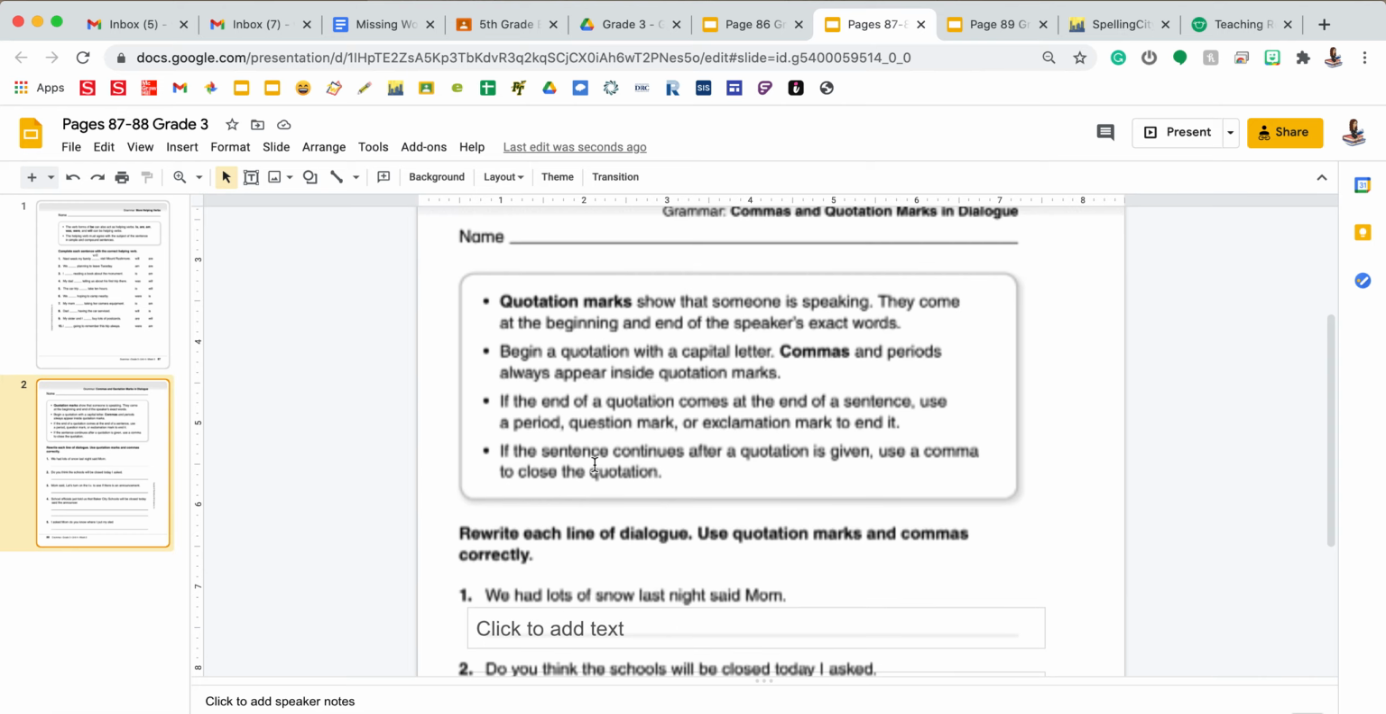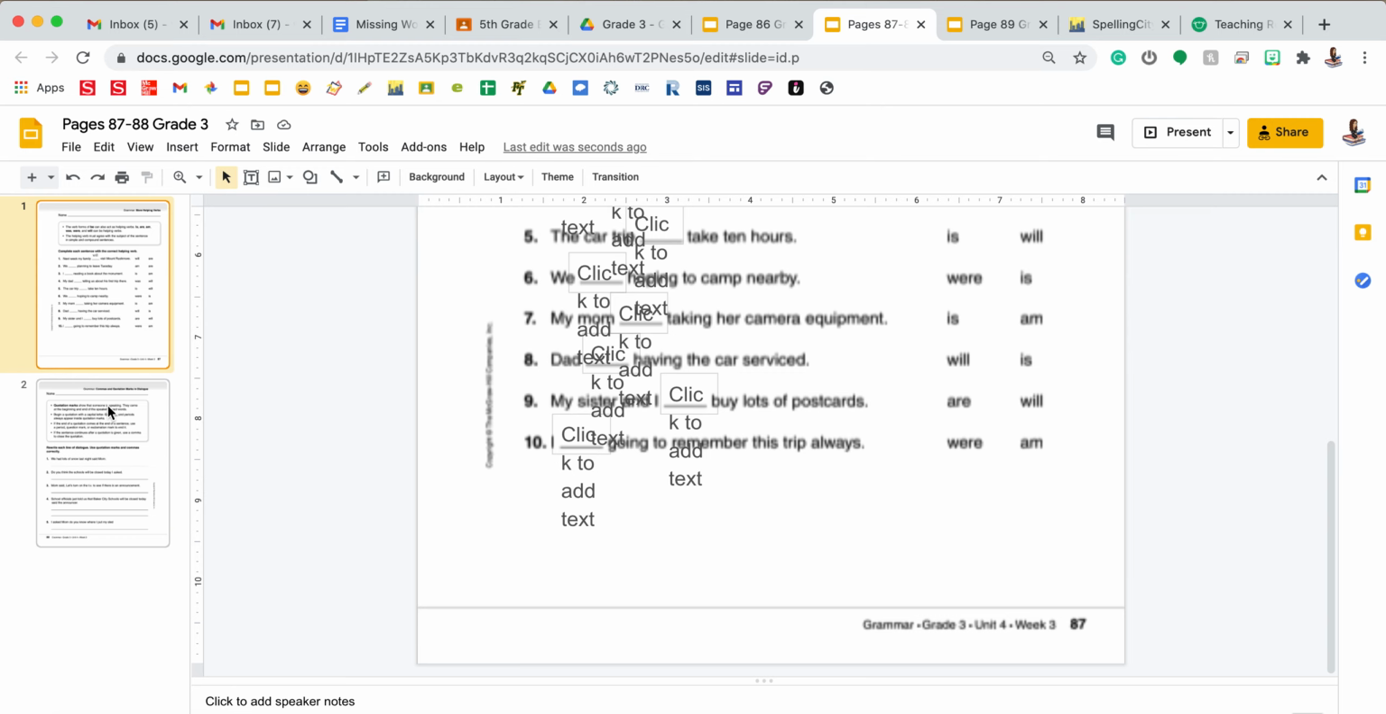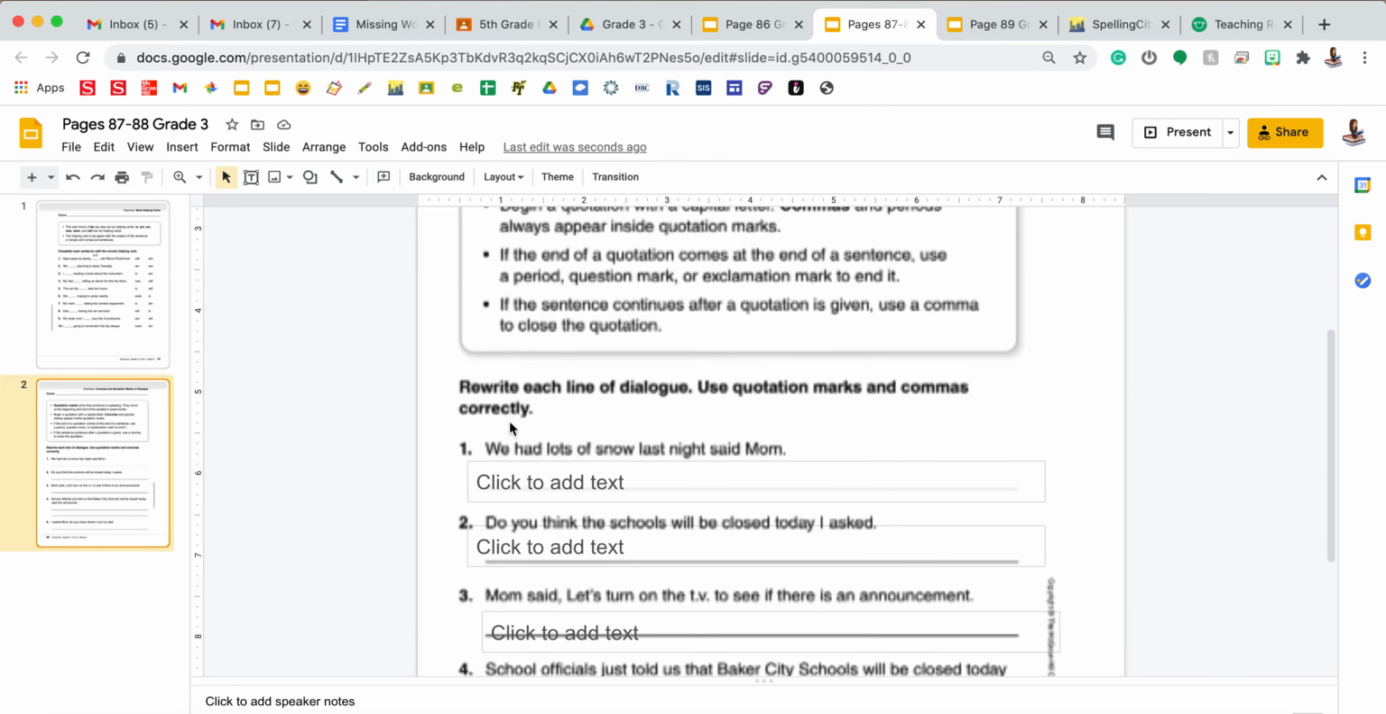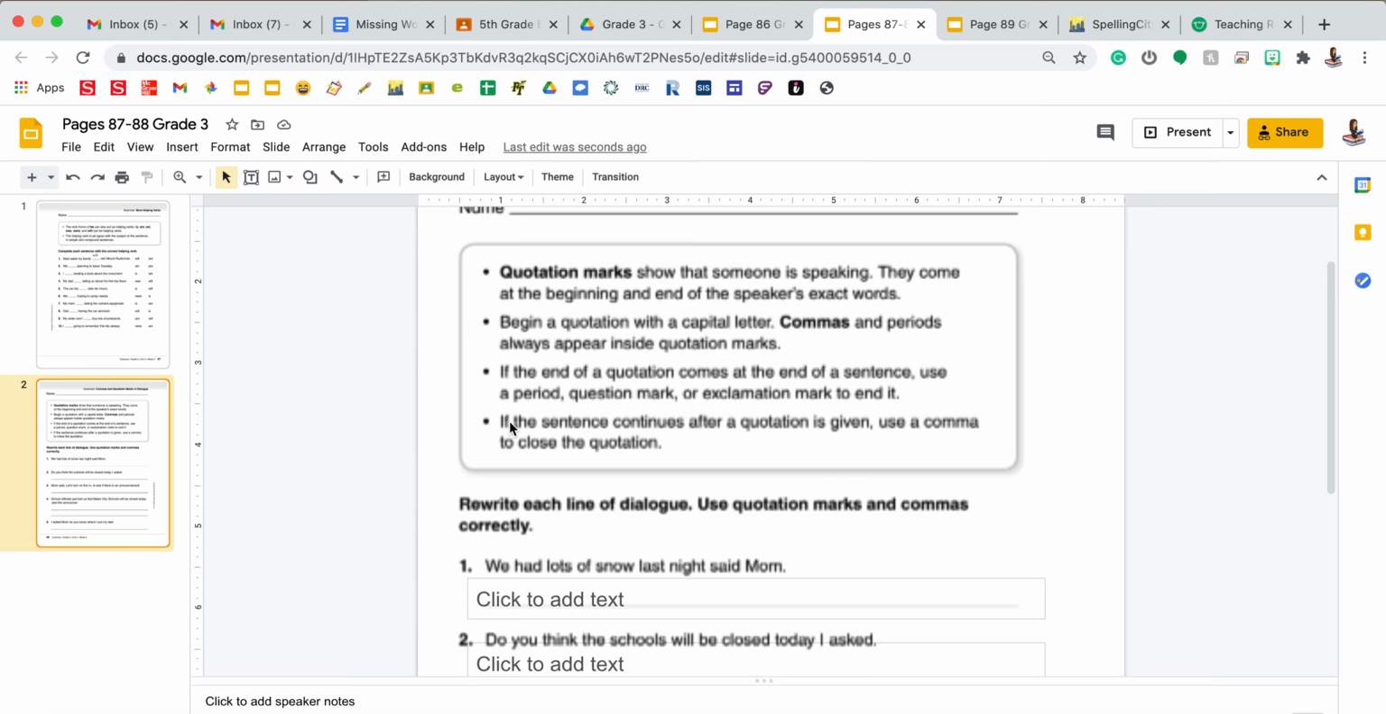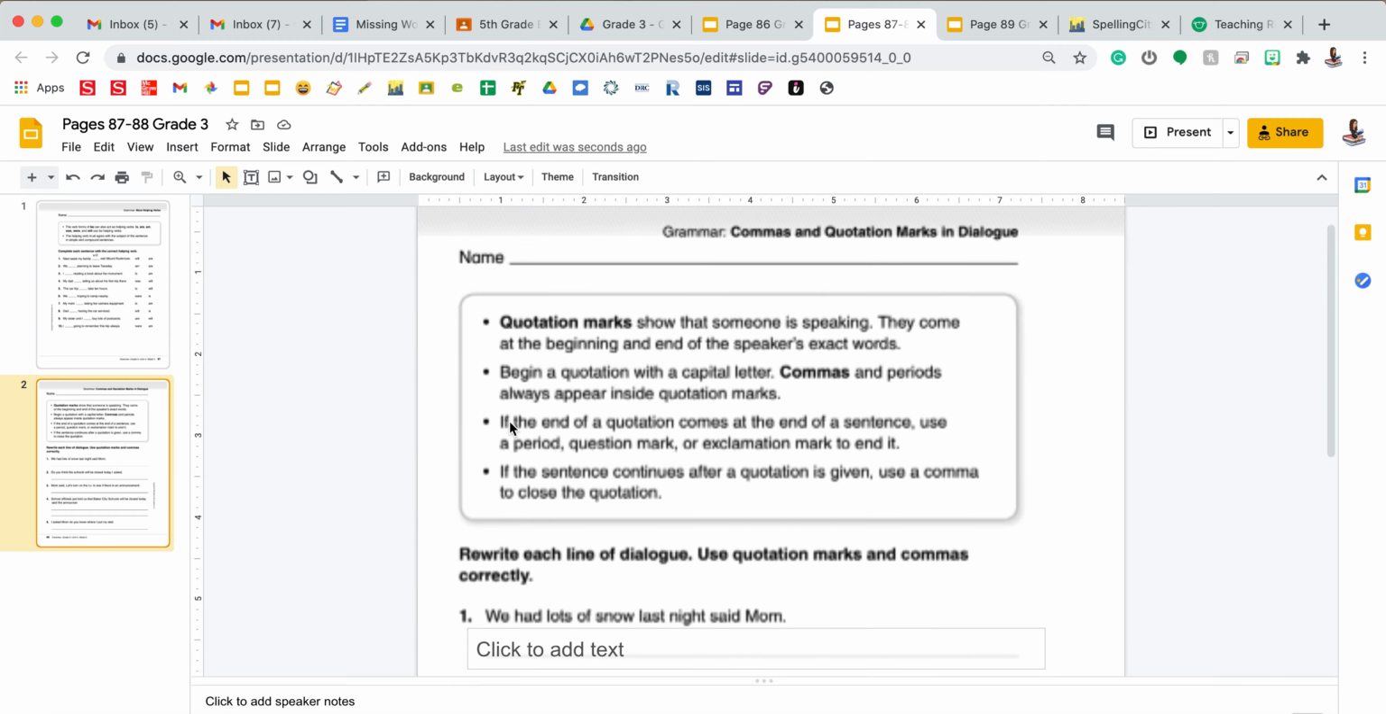Page 88, we're looking at commas and quotation marks in dialogue. Remember, dialogue is when two people or more than two people are talking. So quotation marks show that someone is speaking. They come at the beginning and end of the speaker's exact words. We begin a quotation with a capital letter, and commas and periods always appear inside the quotation marks.